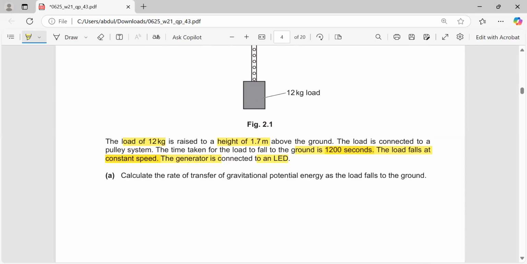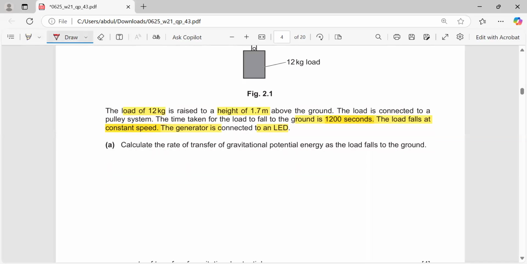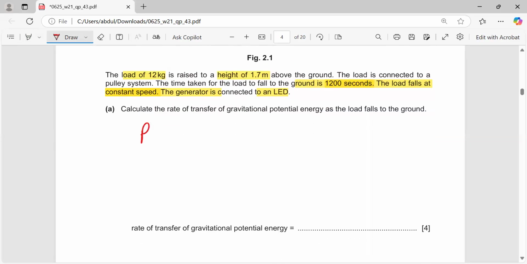Calculate the rate of gravitational potential energy transfer as the load falls to the ground. Now, rate of transfer of energy, it is equal to power, because the definition for power is rate of doing work or rate of transferring energy. And in IGCSE physics, whenever we are using the term rate, it means the time is involved in the equation, and that is in the denominator. So, dear friends, power is equal to energy over time. And in this scenario, it is mgh over time.